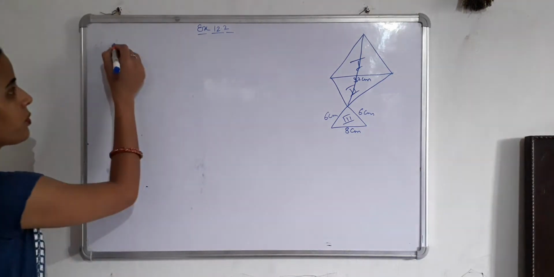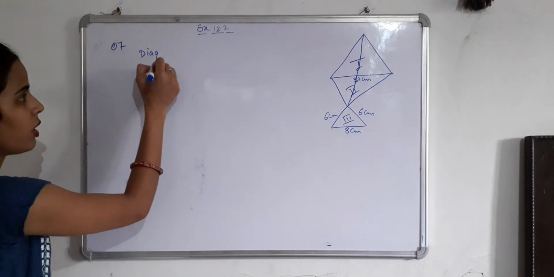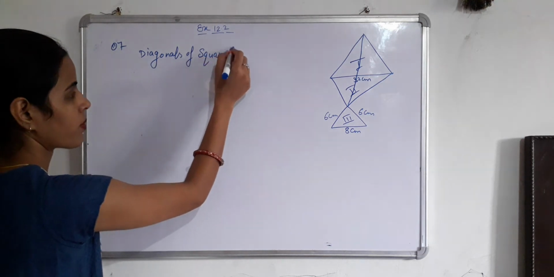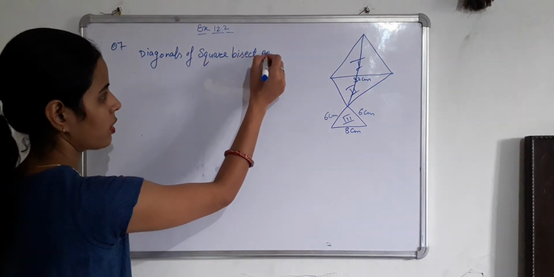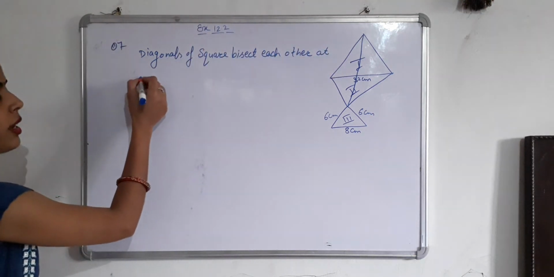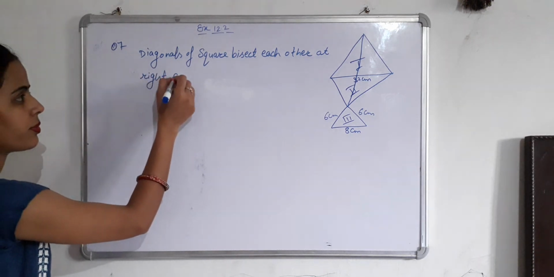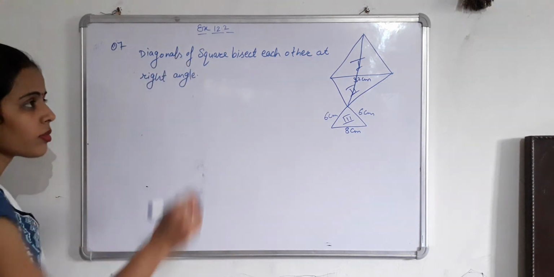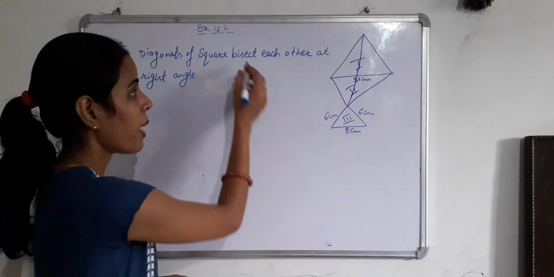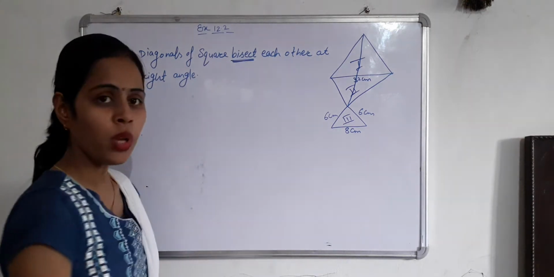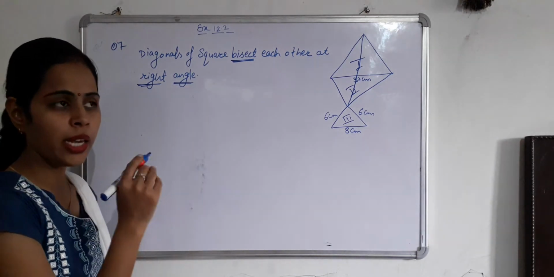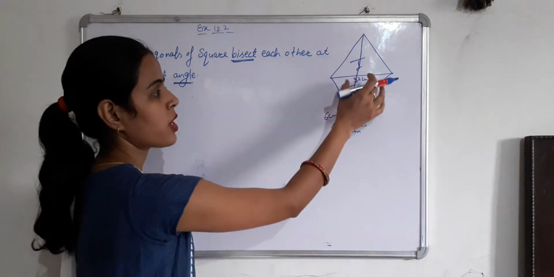Diagonals of a square bisect each other at right angle. All of you know that diagonals of a square bisect each other at right angle. Bisect means two equal parts. At right angle means angle of 90 degree. So we can say that diagonals of a square bisect each other.